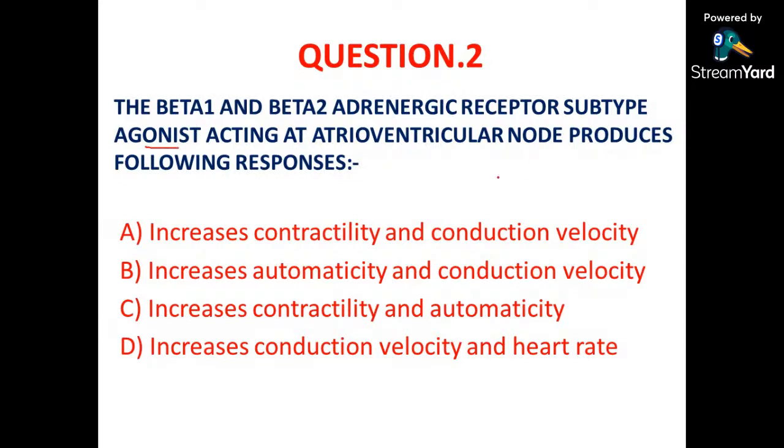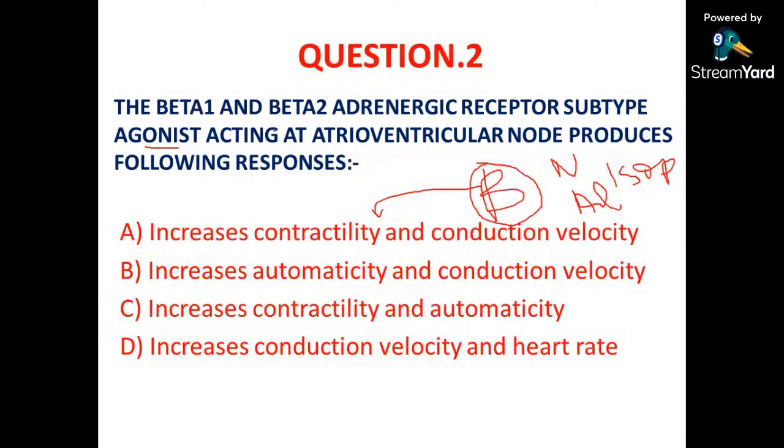I mean simply beta agonist. Beta agonist actions, or these beta action responses, which of the following is the question. In beta agonists, we have noradrenaline, adrenaline, and isoprenaline. So these are three drugs which will act on both beta 1 and beta 2 receptors. So they are called beta agonists.